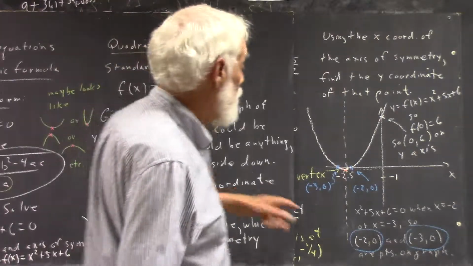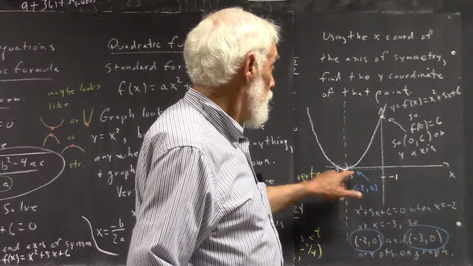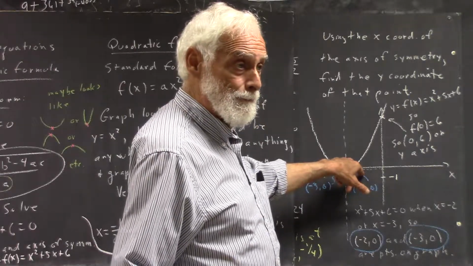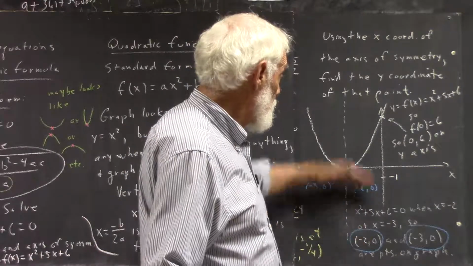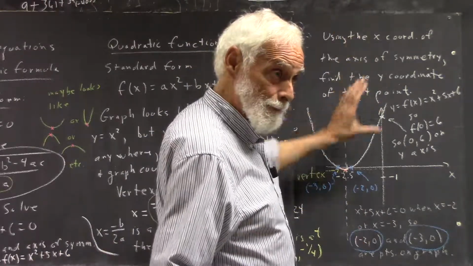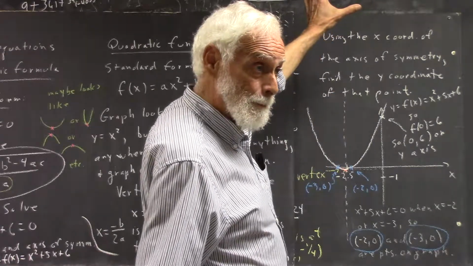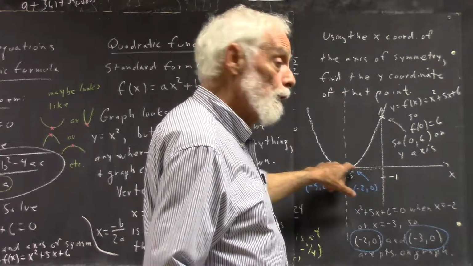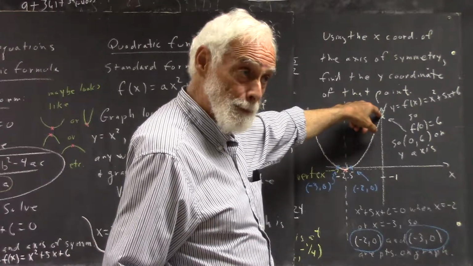So once you've done this, you can label the vertex and the points where the thing is 0. Now, there aren't always points where it's 0. The parabola could be above the x-axis. Vertex up here, and it opens upward. Okay? So you don't always have those 3 points, but you always have the vertex and the y-intercept.